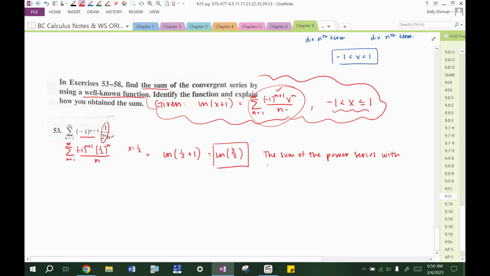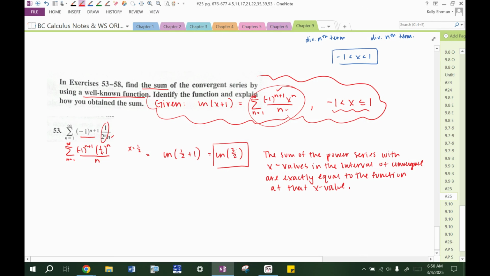with x values in the interval of convergence are exactly equal to the function at that x value.